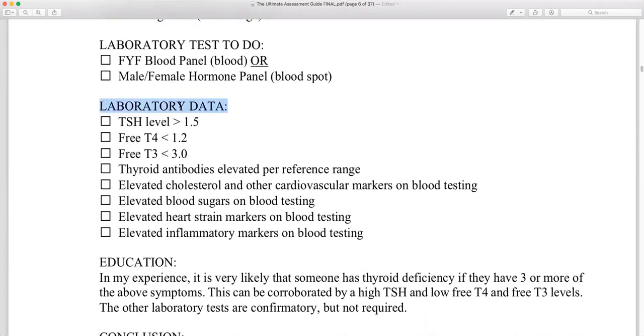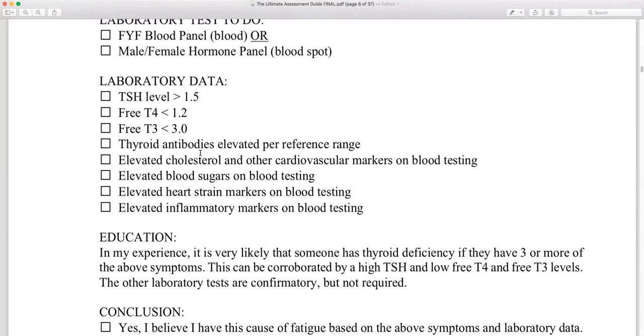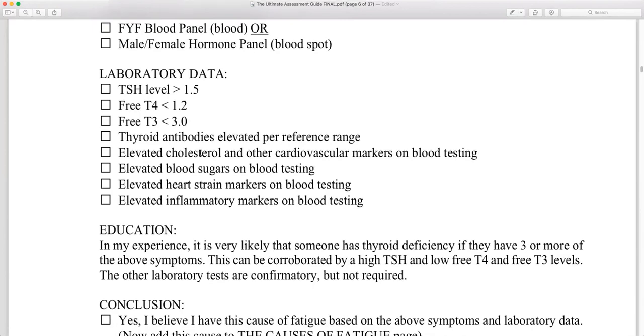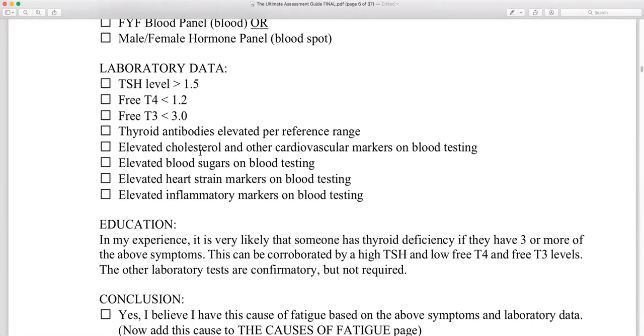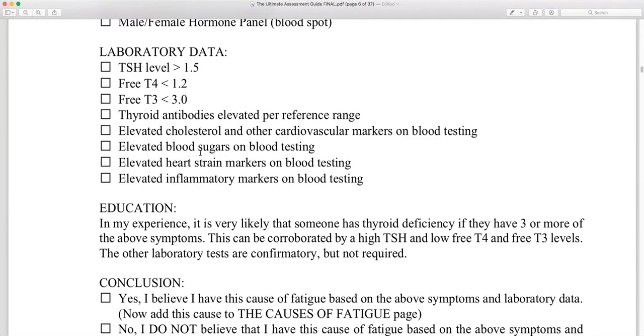And then here are the results. So the laboratory data is a TSH level of greater than 1.5, a free T4 level of less than 1.2, and a free T3 level of less than 3.0. We'll go more into these when we do more education on these individual sections. Once you have this packet, then when I go through more of the training, you're going to understand more about how all of these different causes work together, and more about the background and the nuances to the laboratory data.